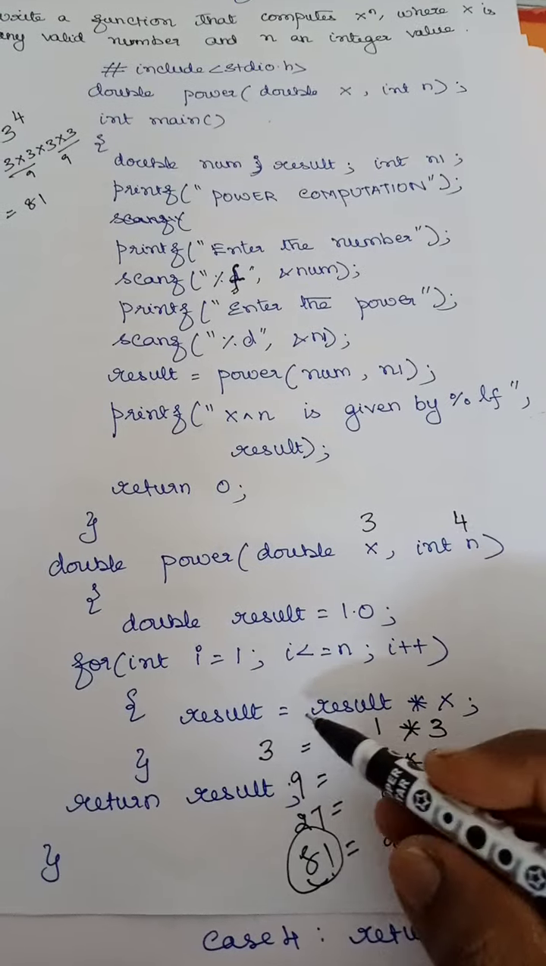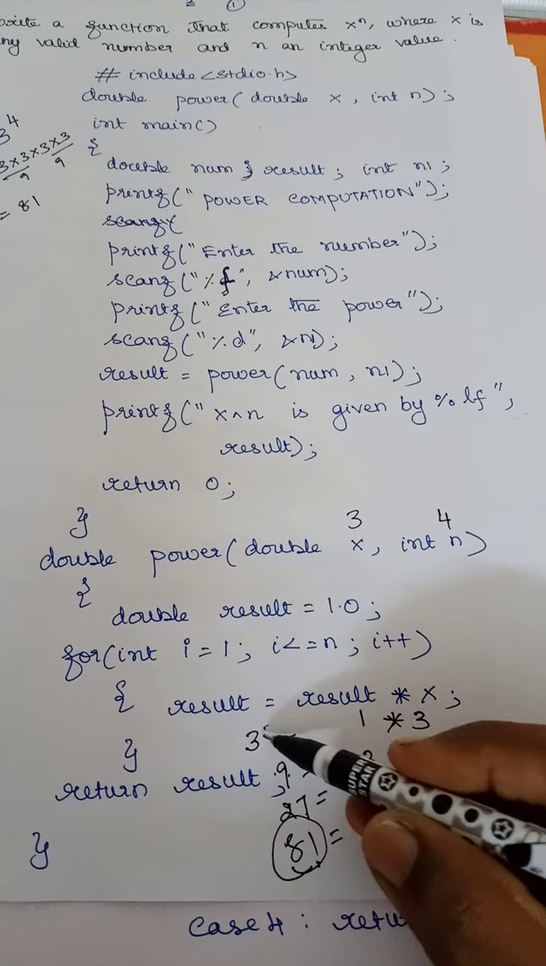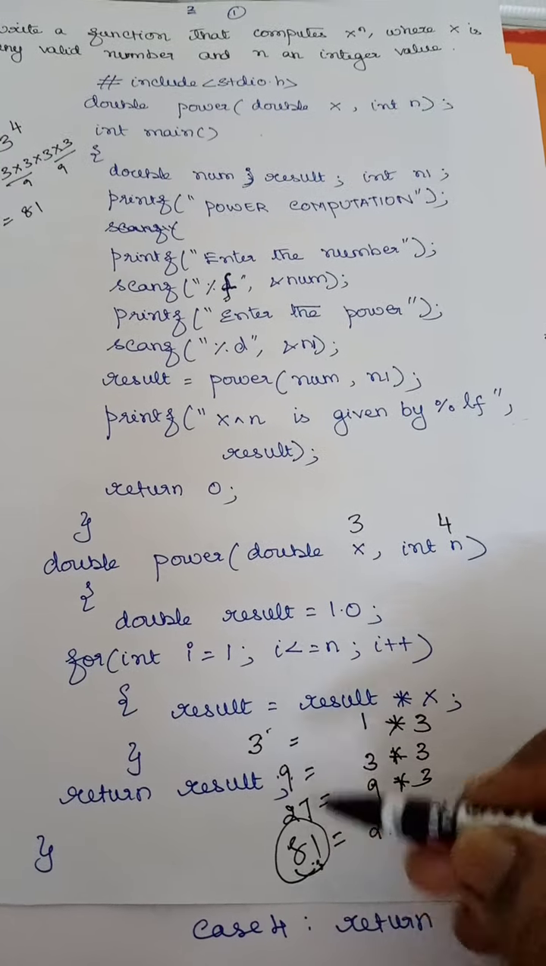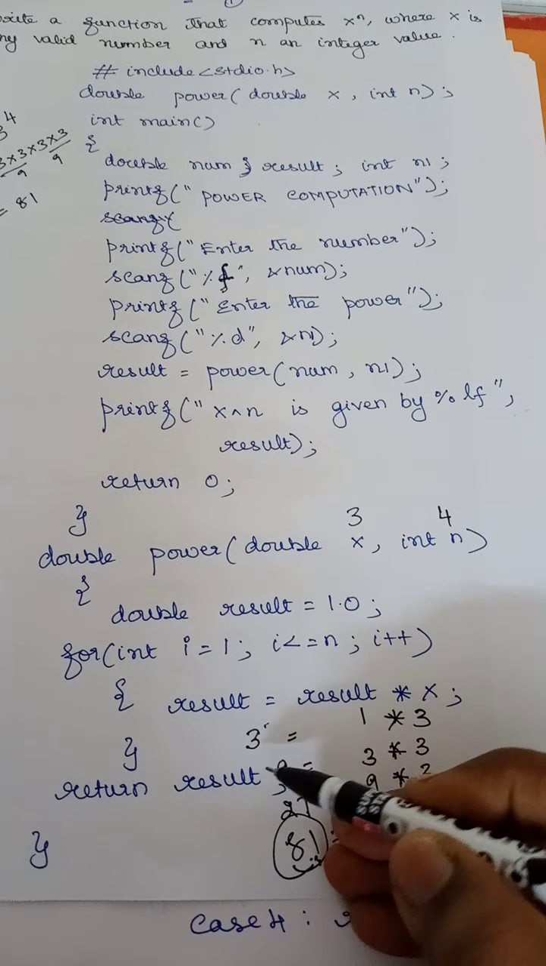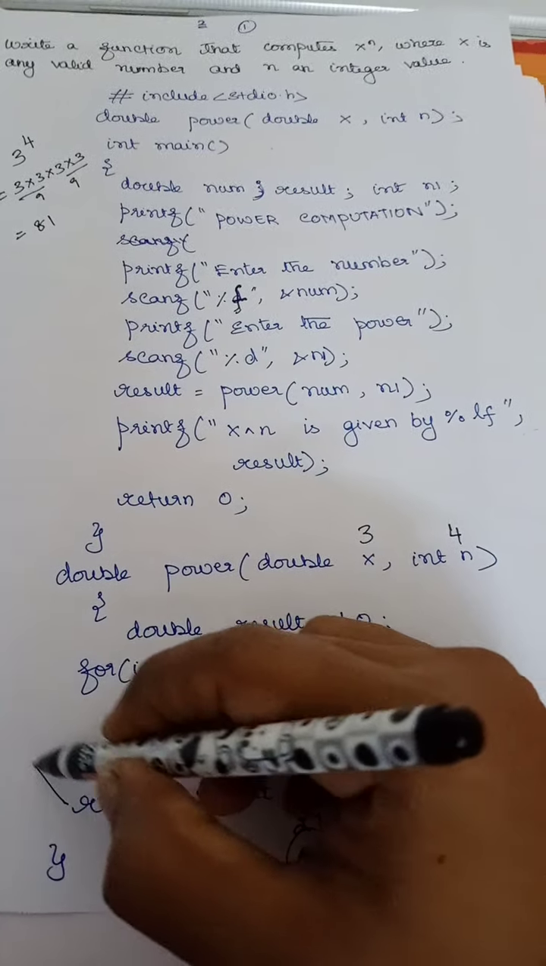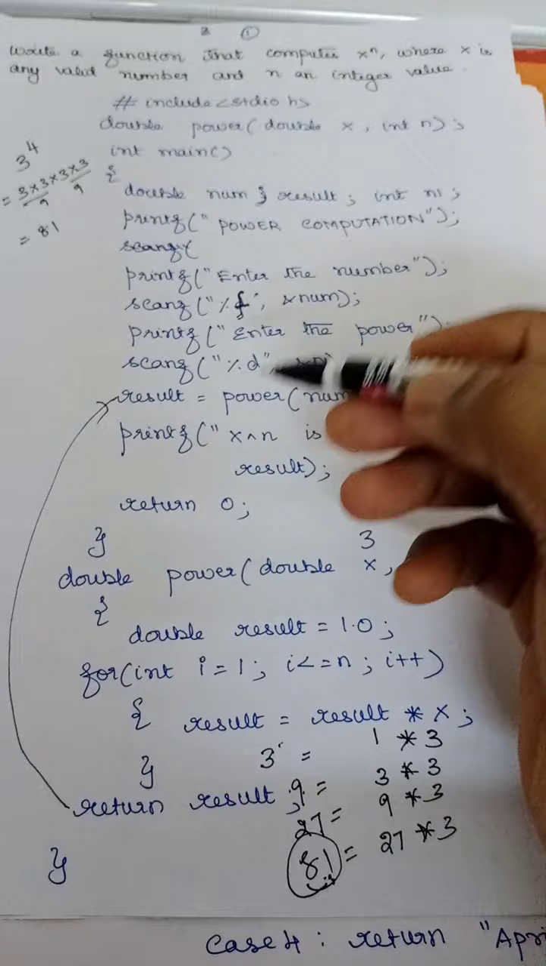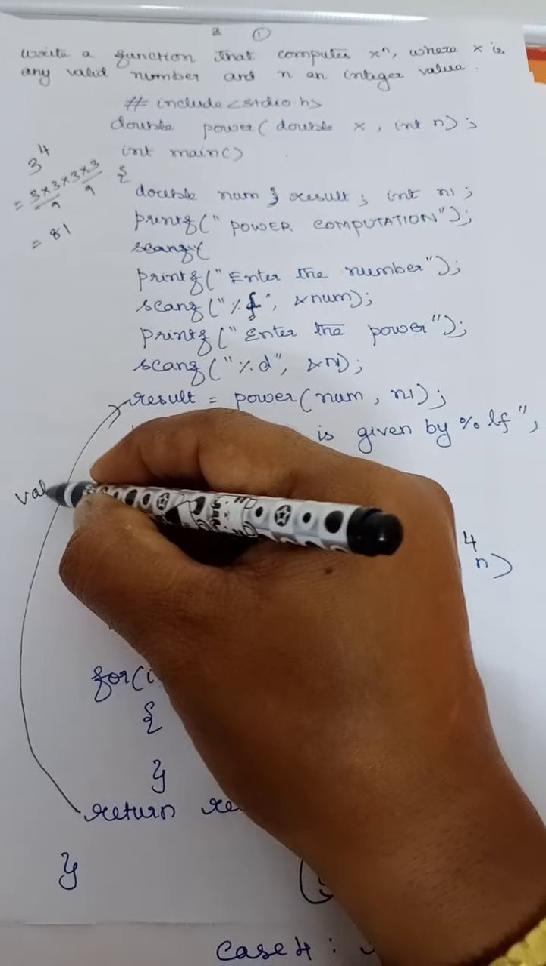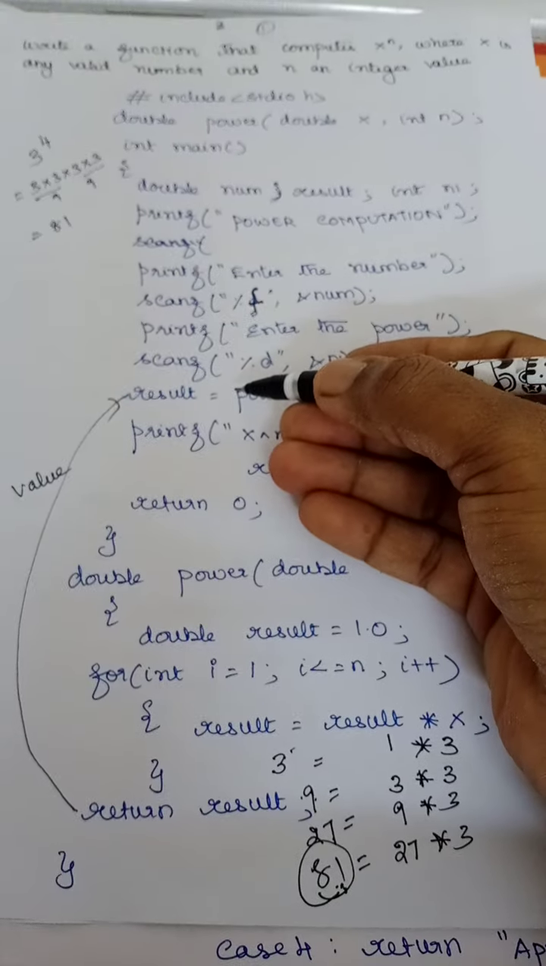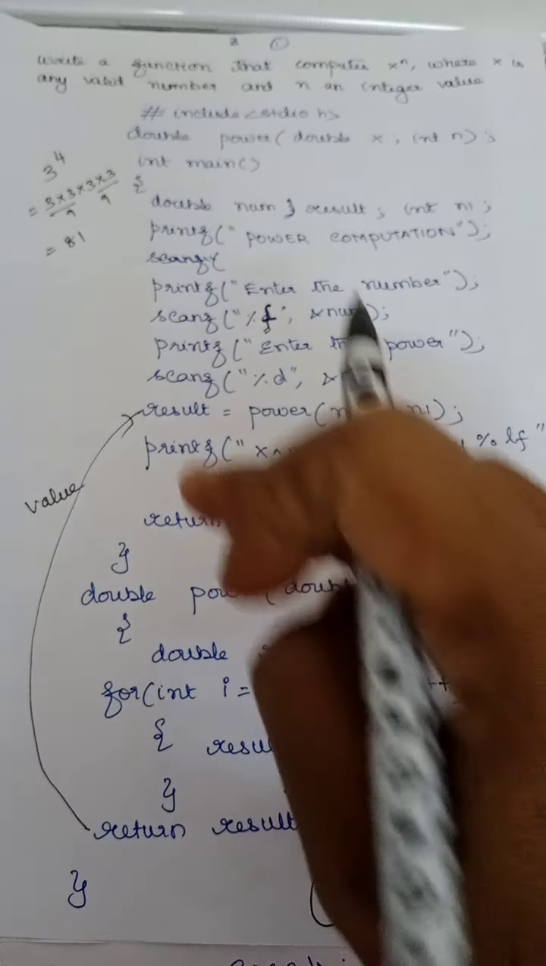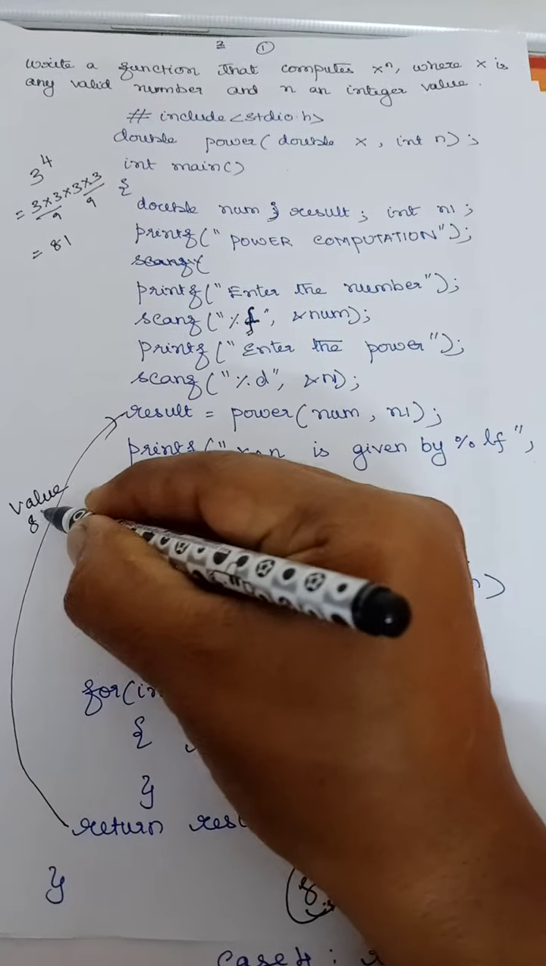So because 1, 2, 3, 4, I have completed 4 times. So I will come out of the for loop and return result. The result will be copied here. Is that clear? The value alone will be transferred, not this variable. Is that clear? So the value will be returned. Value 81 is returned.